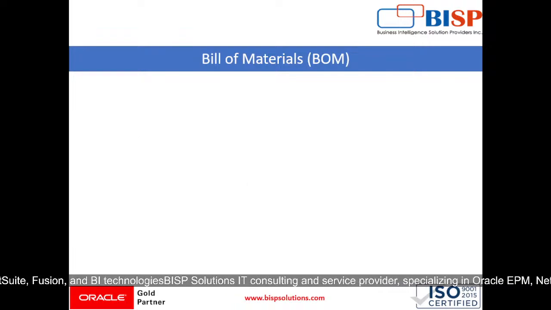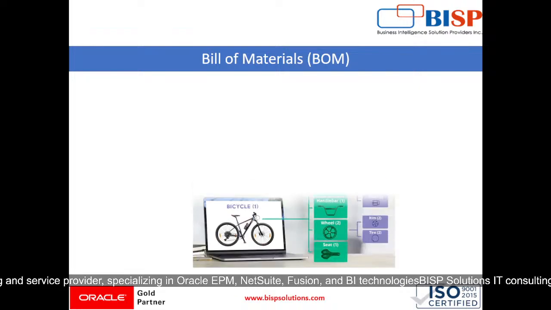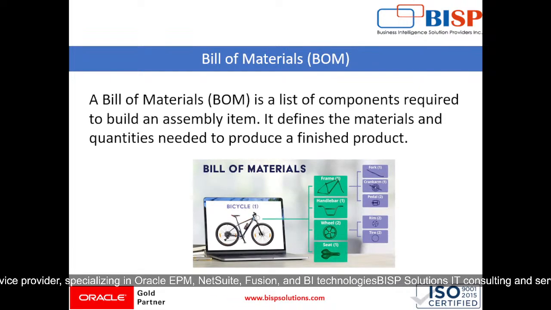Next comes our BOM, which is bill of materials and component setup. So let's understand what a BOM, or bill of materials, is. A bill of materials is a list of components required to build an assembly item, and it also defines the materials and quantities needed to produce a finished product.